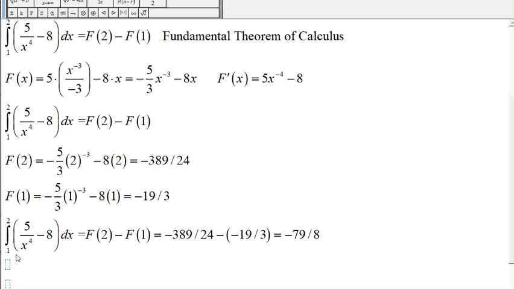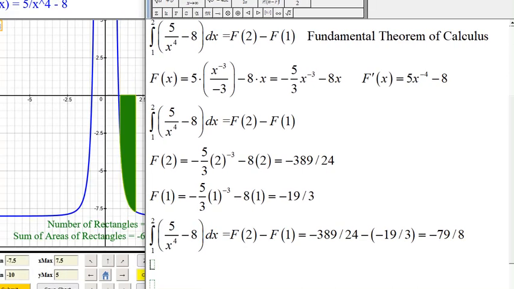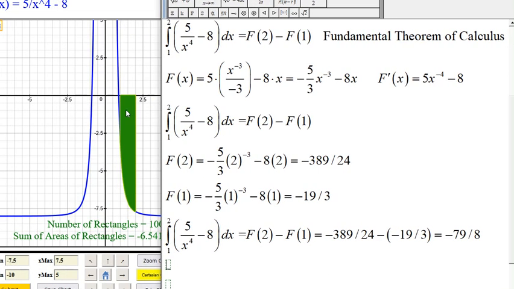And again, the definite integral has a negative value, so that tells us that the shaded region is below the x-axis. And we can look at it again, so we can see that the shaded region right here. So this area right here is 79/8, but it's below the x-axis, and that's what that negative right here is for.